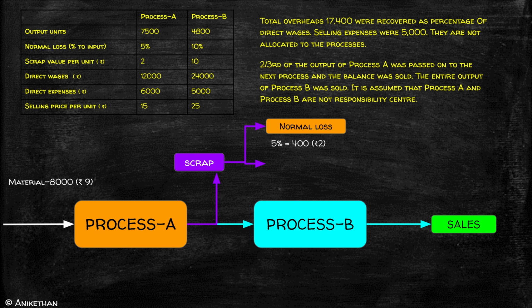2/3 of the output of process A was passed on to next process and the balance was sold. So we know output unit of process A is 7500. Out of that, 2/3 is passed, means 5000 units goes from process A to process B, and 1/3, that is 2500, is sold. The entire output of process B was sold. So from process B 4800 units are coming out as completed or finished goods. So let us represent all these data in our flow diagram.